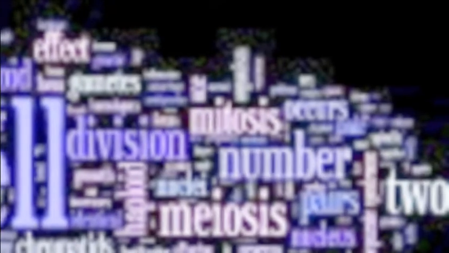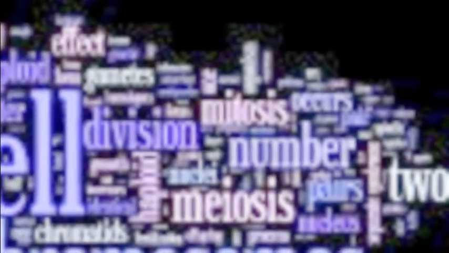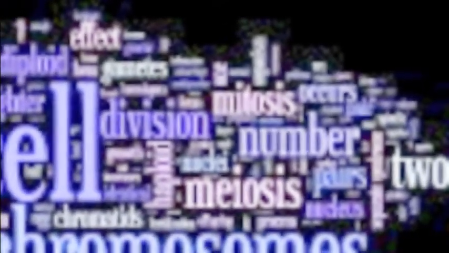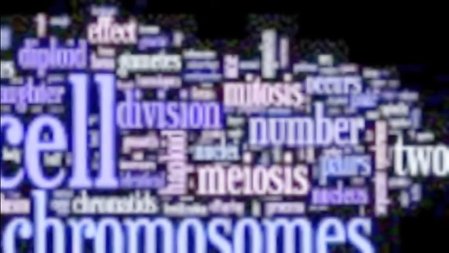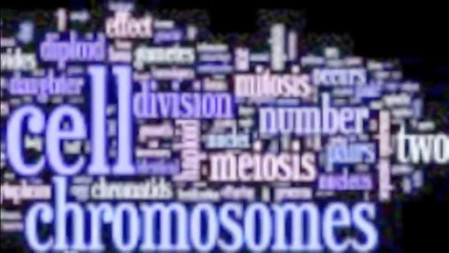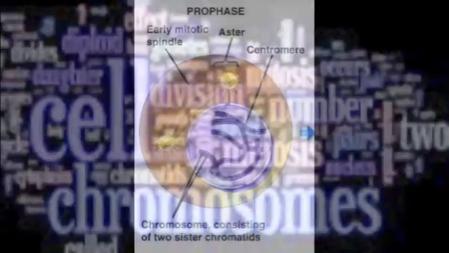Ultimately, mitosis ends in two daughter cells which are genetically identical to the parent cell. Both daughter cells are diploid. In other words, they contain a full set of chromosomes. Mitosis varies in different species based on the number of chromosomes in a particular species' full set.